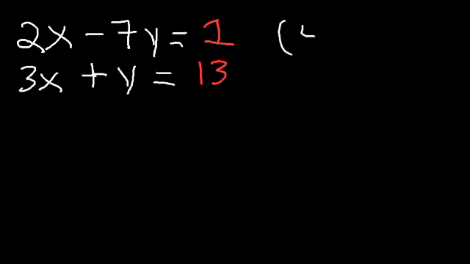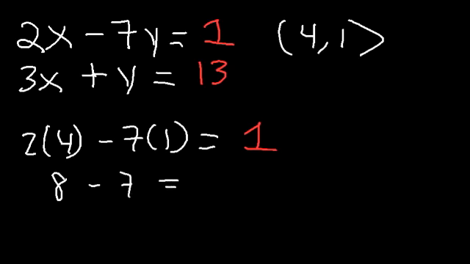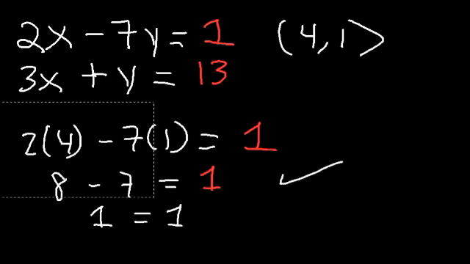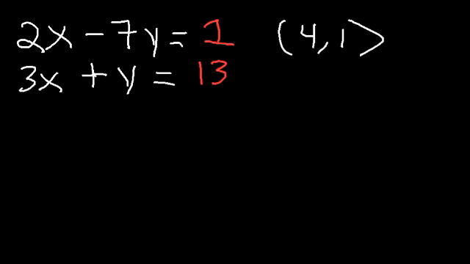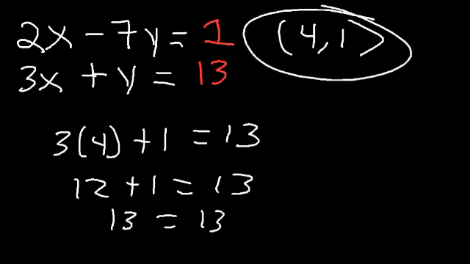Now just to make sure that it's correct, let's test it to see if it's going to work with the two equations that we have. So let's plug in 4 and 1. So x is 4, y is 1, and let's see if that's going to be equal to 1. 2 times 4 is 8, 7 times 1 is 7, and 8 minus 7 is indeed equal to 1. So it works for the first equation. Now let's test drive the second one. So it's going to be 3 times 4 plus 1, and 3 times 4 is 12. 12 plus 1 is 13. So this is the correct answer to the problem.